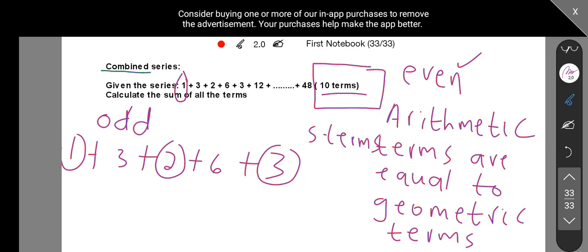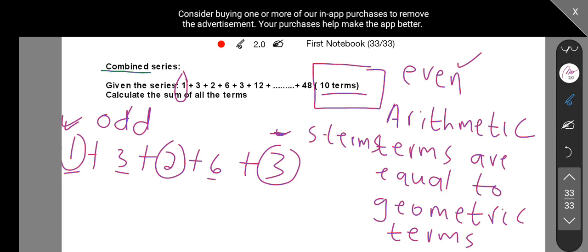So this means that the series that starts, the number that forms part of this series is the one which will end the series. 1 forms part of an arithmetic and the last term will form part of the arithmetic as well. This means that the arithmetic terms are more than the geometric terms by 1. I hope you understand this.